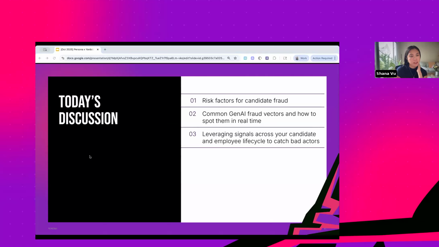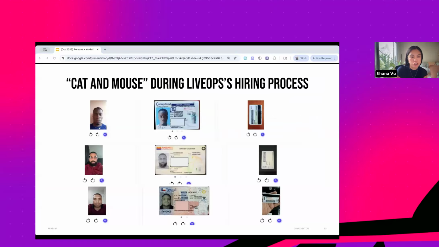Yeah, definitely. I'd love to actually show some of these examples of fraud attempts in Liveops' funnel, which John has graciously allowed us to show. And I think this really speaks to the cat and mouse aspect that you were talking about, Josh. I think again, a theme we hear both on the KYC and KYE side is that you really need to take a multi-layered approach.